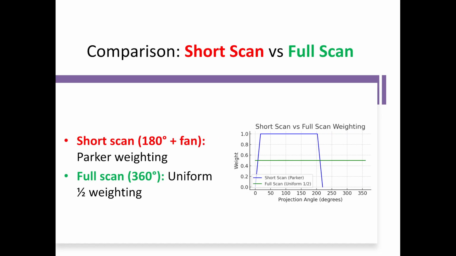Now, let's compare short scans with full scans. In a short scan, 180 degrees plus the fan angle, we need Parker weighting to balance the redundant rays. In a full 360-degree scan, every ray has a true complementary ray, so the weighting is much simpler. All projections are just uniformly weighted by 1/2.